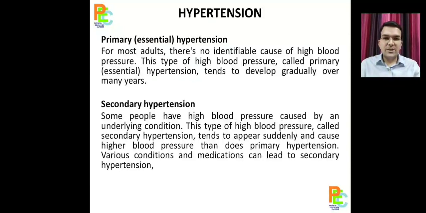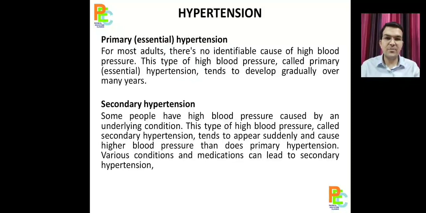It is categorized in two ways: primary, essential hypertension, and secondary hypertension. For most adults, there is no identifiable cause of high blood pressure. This type of high blood pressure is called primary essential hypertension, and it tends to develop generally over many years. Small kids don't have any such pressure. So with time, as we grow, we gain this primary hypertension.